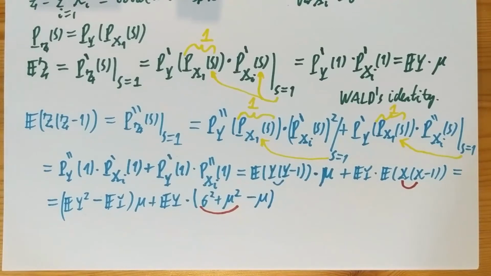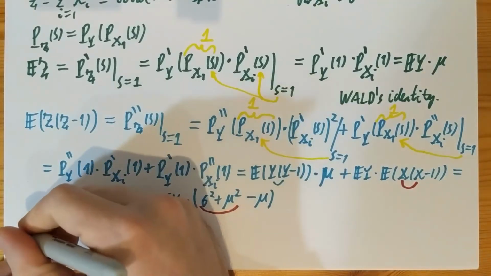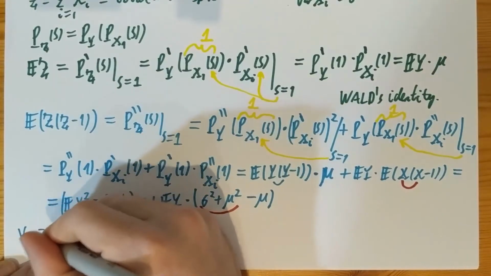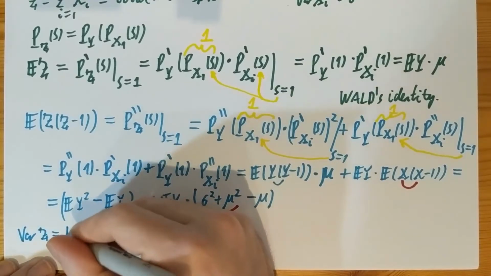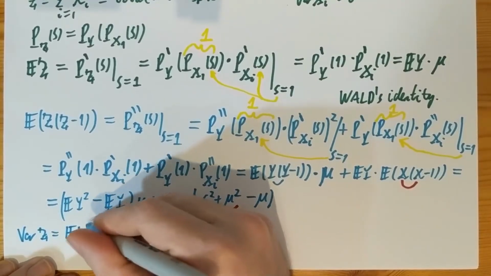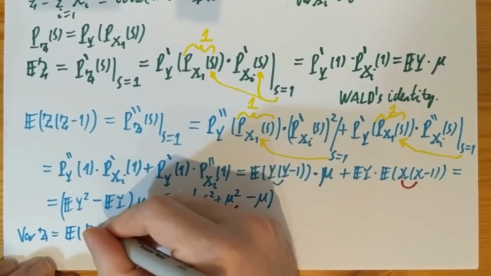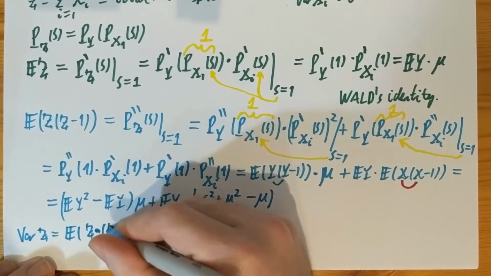And now I need to do a variance out of this. So the variance of Z is expectation of Z times Z minus 1.